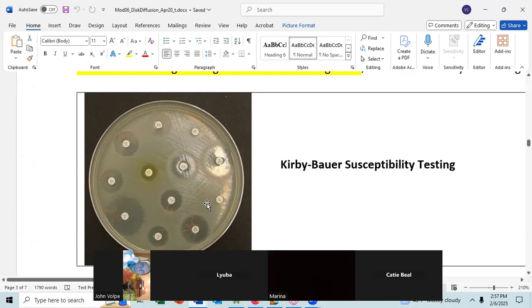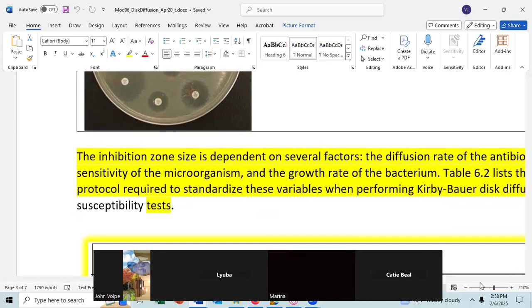If there's no zone of inhibition around the disc, you can assume that the bacteria is resistant to that antibiotic. However, if there's a small zone of inhibition versus a larger zone of inhibition, you cannot state for sure whether the antibiotic is resistant or not, because to determine resistance, you have to take a look at the diameter, the size of the zone of inhibition, and then compare it to a table. Shrink that down now.